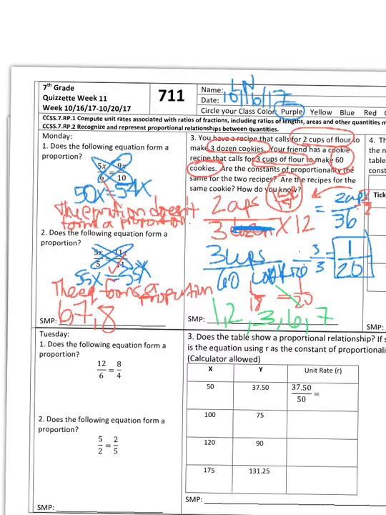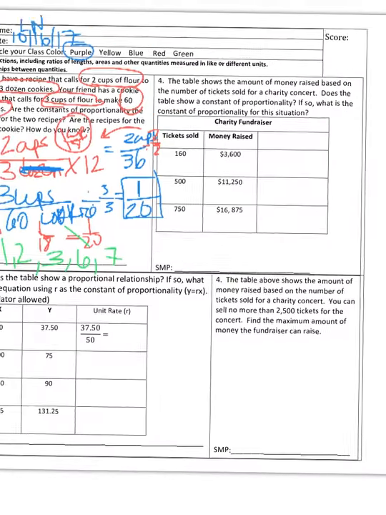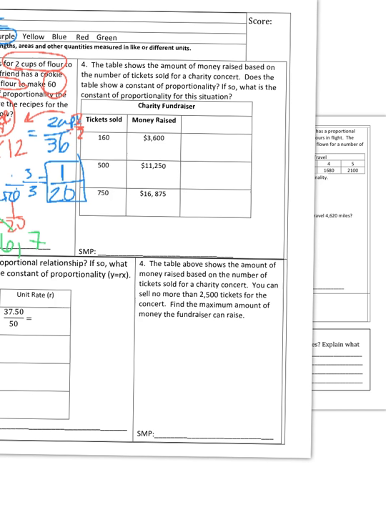Make sure you write the number and the quote for your SMPs. All right, moving on. Number 4, the table shows the amount of money raised based on the number of tickets sold for a charity concert. Does the table show a constant of proportionality? If so, what is the constant of proportionality for this situation?